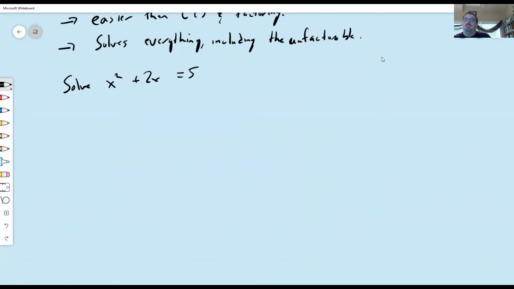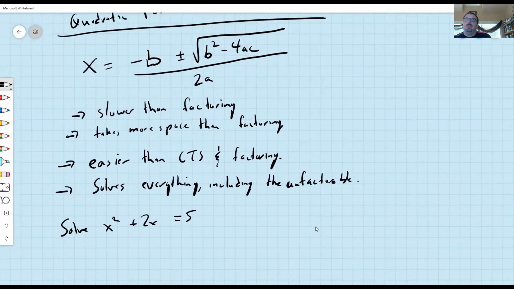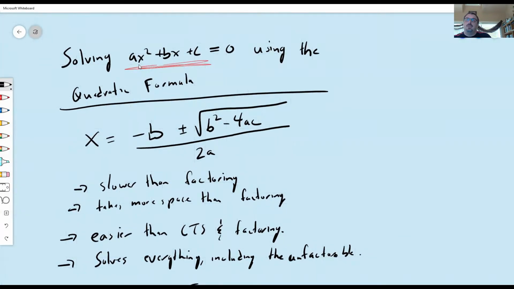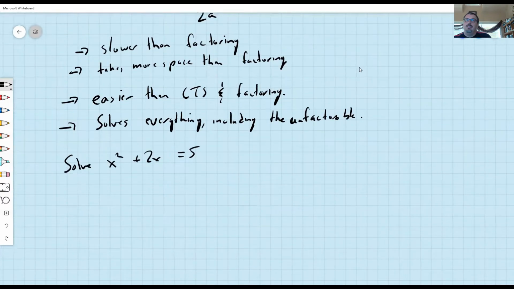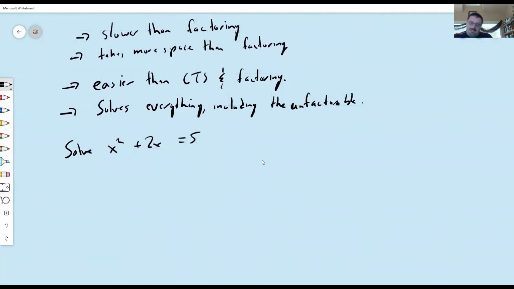Now, first thing I make note of, we are solving ax squared plus bx plus c equals 0. Does this equal 0? It does not. So before I can do the quadratic formula, I have to set it equal to 0. So everything needs to be on one side and 0 on the other. So minus 5: x squared plus 2x minus 5 equals 0.